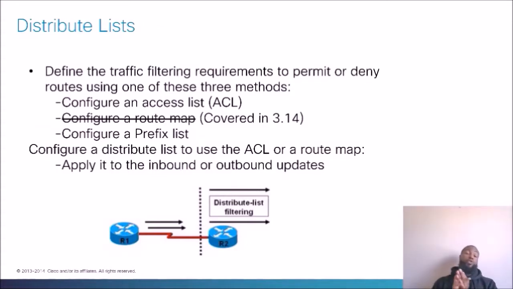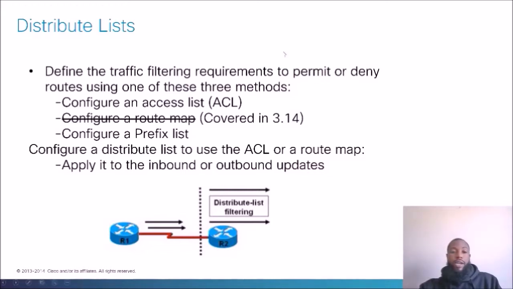There's three ways to use distribute lists, right? You can configure an ACL, which is a CCNA topic. You can configure a route map. We're going to cover that in section 3.14, like I said multiple times, or configure a prefix list, which we're going to cover today. What you would do is configure the distribute list to use the ACL or route map, or really prefix list, which is just like an advanced version of an ACL, applied to the inbound or outbound updates. And you could choose if you want to apply this filter on every interface, or you could choose specific interfaces that you want to apply these filters to, just like access control lists.